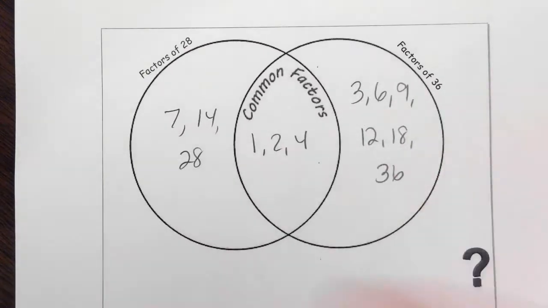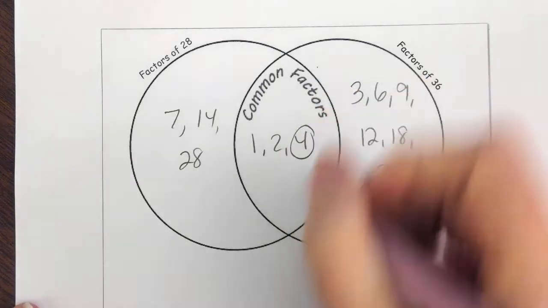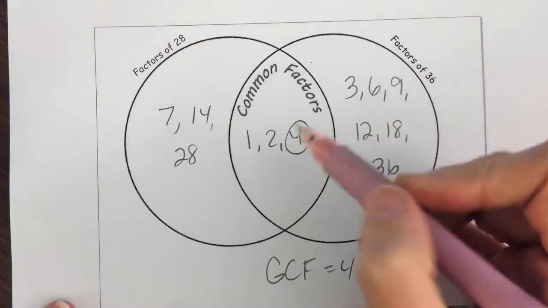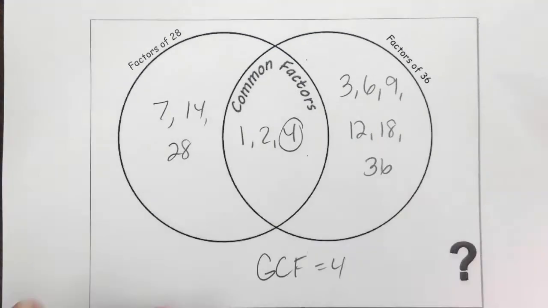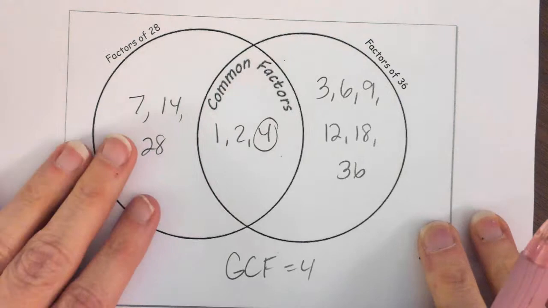Now, I've asked you what the greatest common factor was. What's the biggest number in there? So my GCF is 4. These are all factors, and these are all common factors, but the biggest common factor is 4. And so we're going to be looking for the biggest common factor. Now, that's how we do greatest common factor in elementary school. Now, let's talk about how we do greatest common factor in algebra.